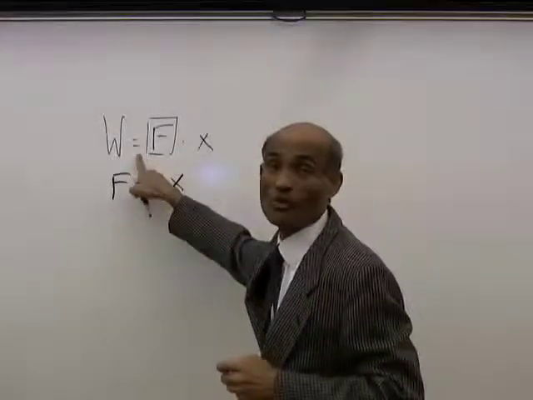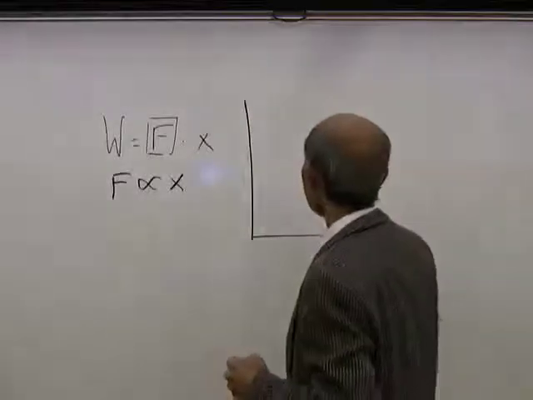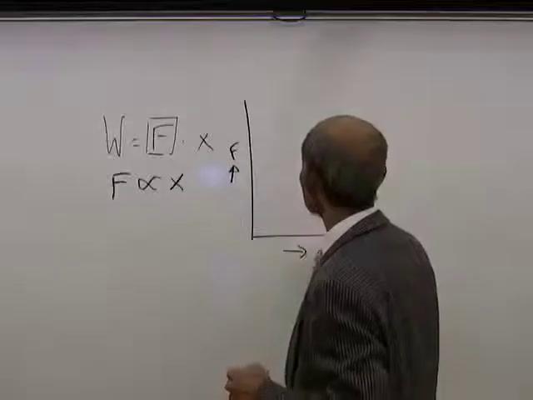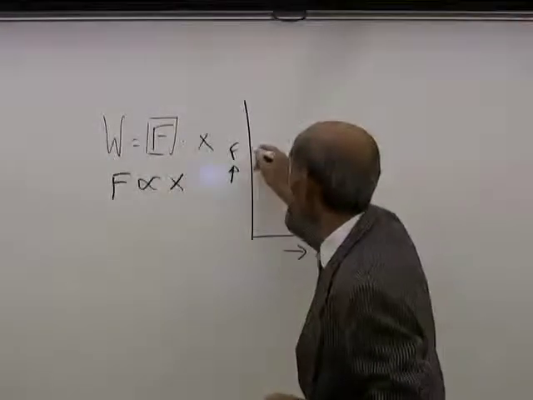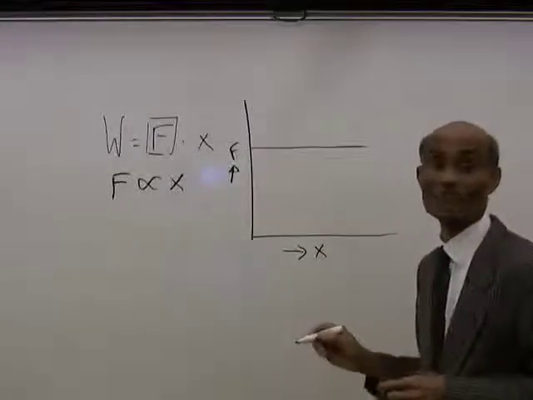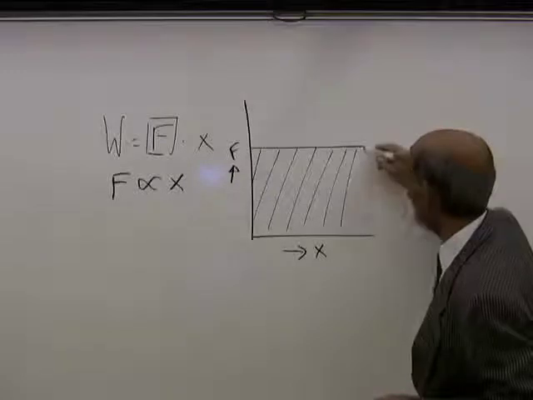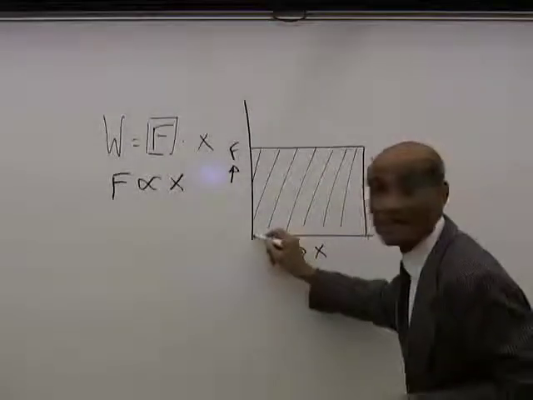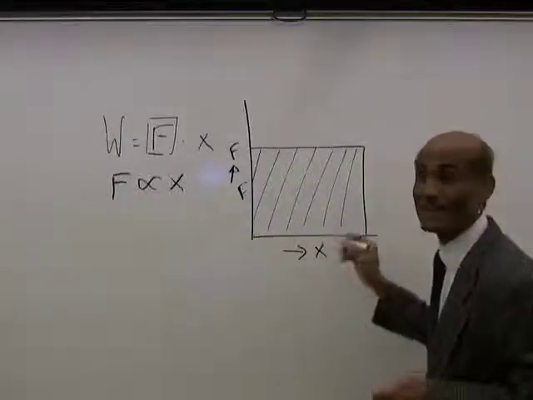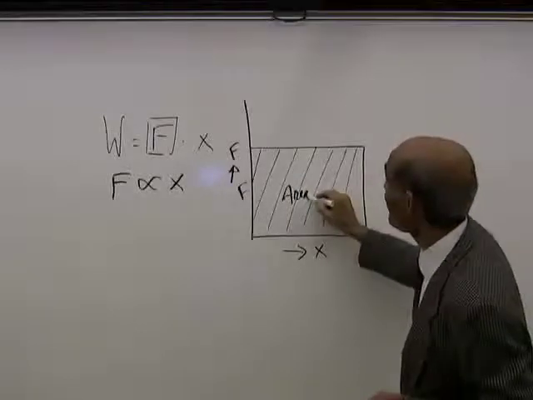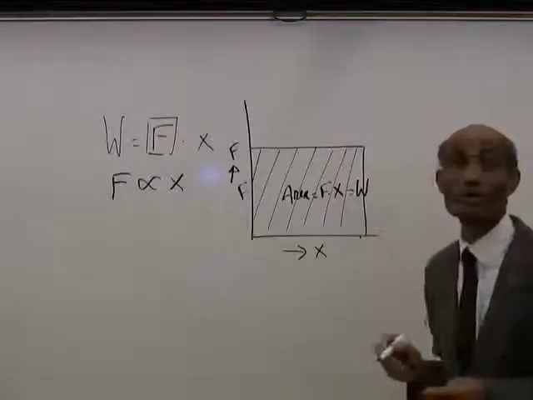Now, in the first case, what will be the shape of a graph of force against displacement? If I draw a graph of force on the vertical axis and displacement on the horizontal axis, in the first case, when the force remains a constant, the force will be a horizontal line. Now, what is the area enclosed by this graph with the displacement axis? Well, the length of this rectangle is x and the width of the rectangle is F, is that right? And so the area of this rectangle is F multiplied by x, which is a measure of the work done.